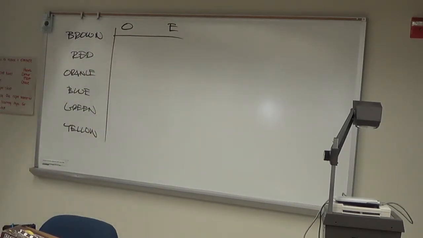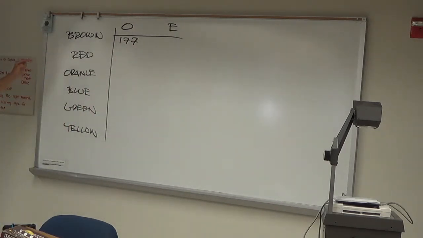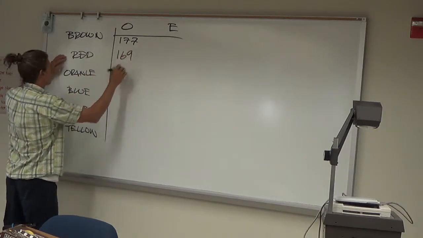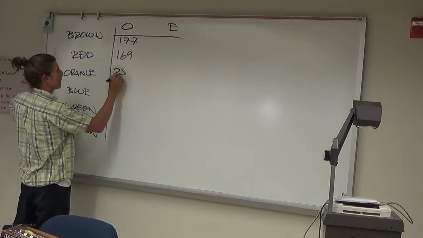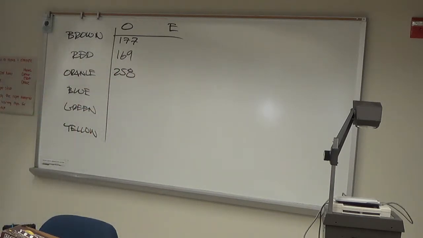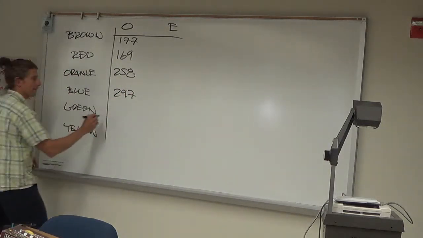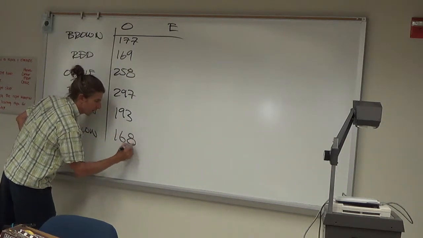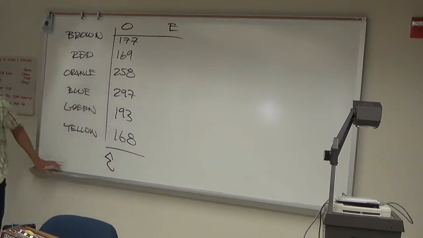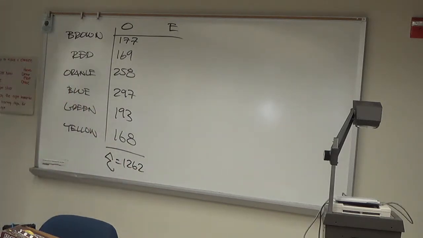The numbers we got. Brown, we got 177. Red, we got 169. Orange, we got 258. Blue, we got 297. Green, we got 193. Yellow, we got 168. That gives us a grand total of tested candy of 1,262. Well done.